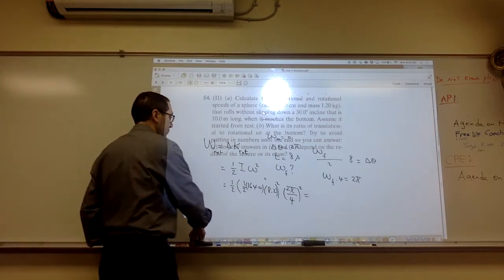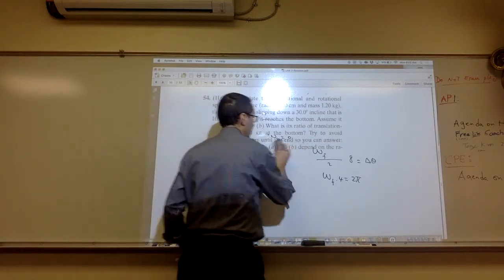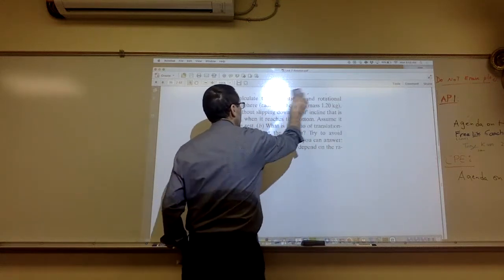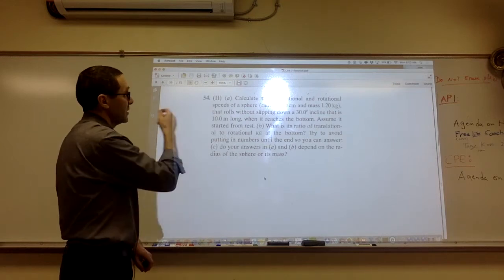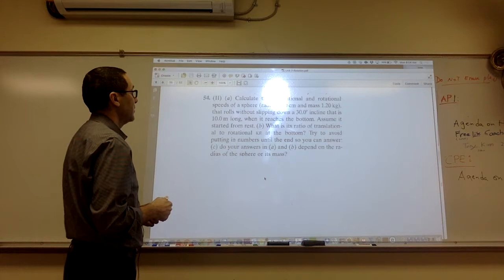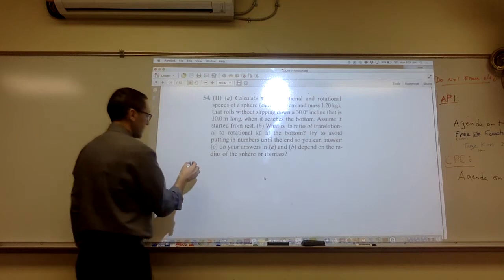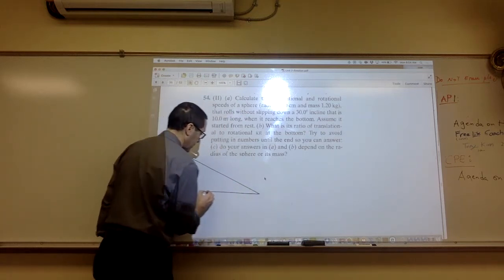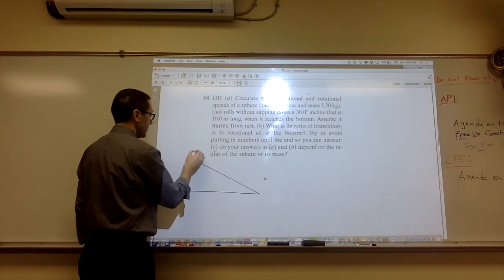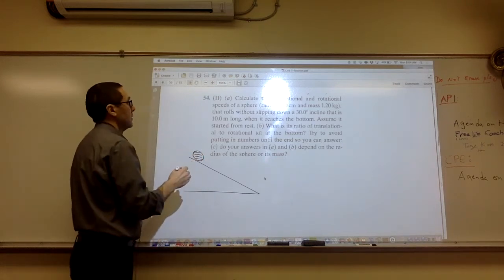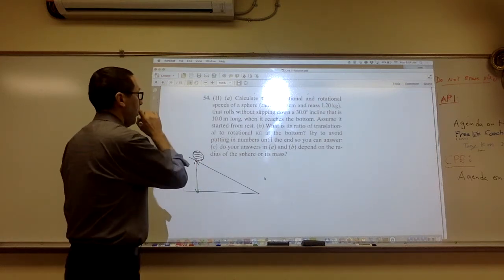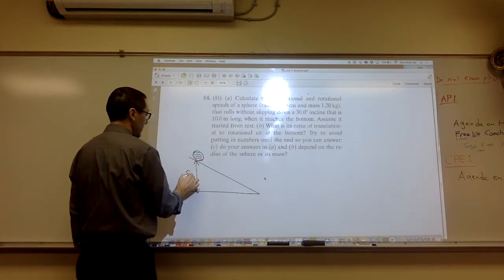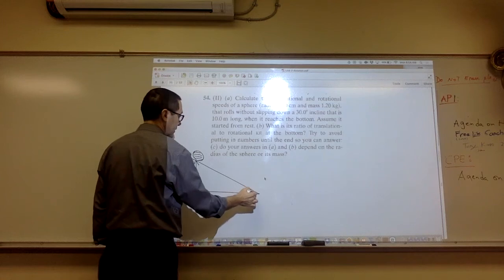Now let's look at 54. Calculate the translational and rotational speeds of a sphere, and the radius is given in centimeters, that rolls without slipping down a 30-degree incline that is 10 meters long when it reaches the bottom. So when it's going down a ramp, it's a sphere. When it's up here, it has only gravitational potential energy. So this distance here is 5 meters, because it's 10 sine of 30.